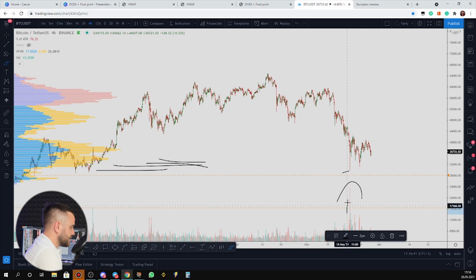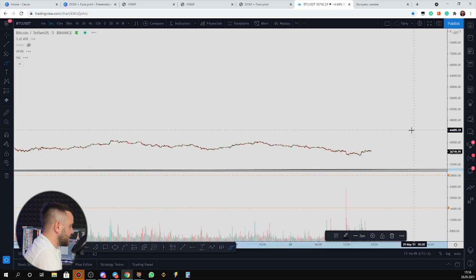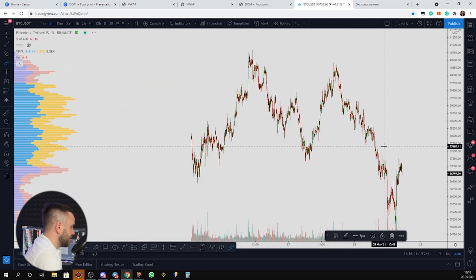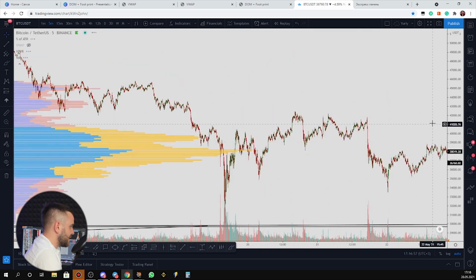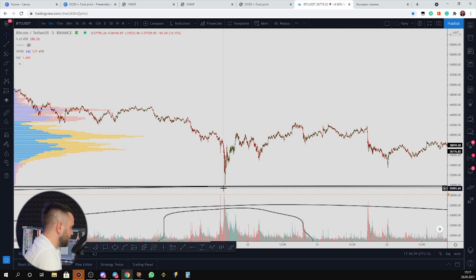As you can see, on this horizontal volume, the biggest amount of volume happened at the bottom. Why is it so important? Because that shows us that big guys accumulated a massive position. Take a look. The big guys accumulate massive positions and hit a lot of stop losses, as happened here, and it became support. It became volume support.